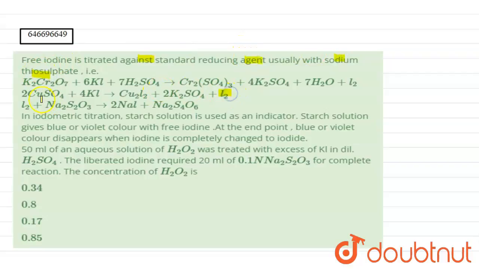Hello students, in the given question we have been provided a paragraph about titration using sodium thiosulphate, and iodine gas is liberated in this titration. Okay, the main question starts from here.